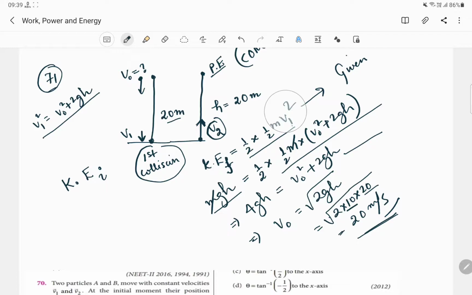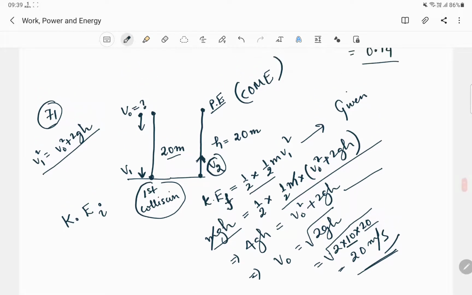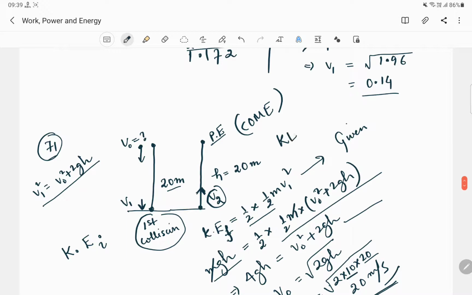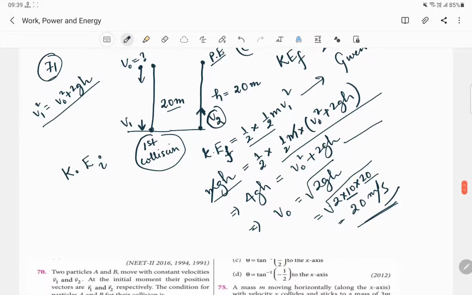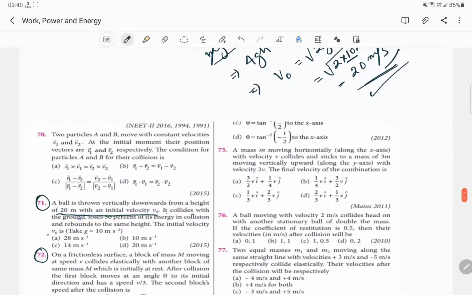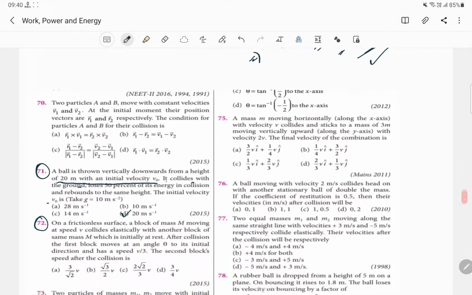That is, the kinetic energy will be half m v1 square. And what will be the kinetic energy for the rebound? It will be represented by kinetic energy F, and this kinetic energy F will be half of kinetic energy initial. According to the given condition, kinetic energy final is equal to half of the initial value. We just put in the values and we get our answer to be 20 meter per second. Option D is our answer.